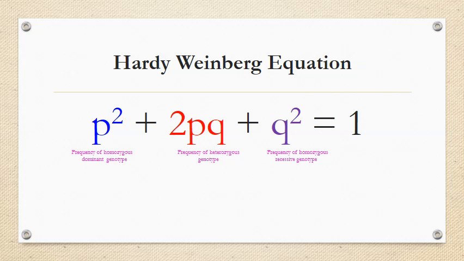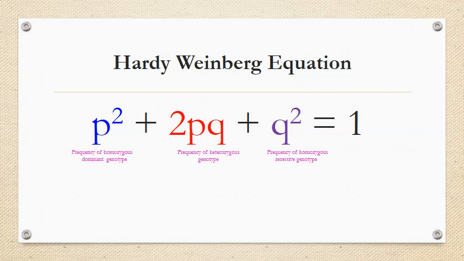P squared, 2pq, and q squared represent the frequencies of the homozygous dominant, the heterozygous, and the homozygous recessive genotypes, respectively. So there are basically 2 conclusions that can be drawn by the Hardy-Weinberg principle. Number 1, the allele frequencies, and once again, p and q are representing the allele frequencies, should remain constant from generation to generation.